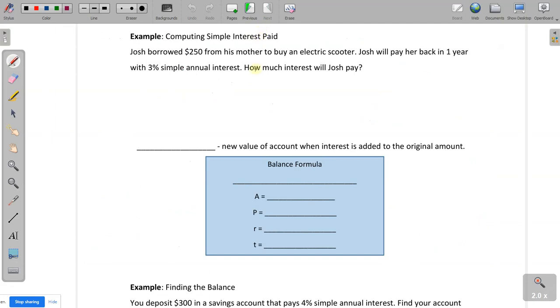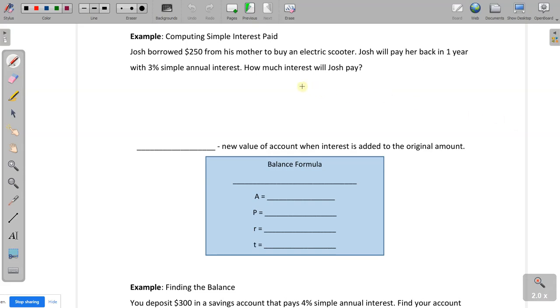Okay, there's one more problem here. So Josh borrowed $250 from his mother to buy an electric scooter. Josh will pay her back in 1 year with 3% simple annual interest. How much interest will Josh pay?